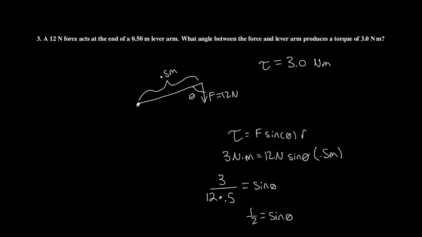And now we have two options. One is we can use our unit circle knowledge to solve for theta, or we can solve for theta by plugging inverse sine of 1 over 2 into our calculator. And after we do that, we should get 30 degrees equals theta as our final answer. So this is how we would do the third problem.